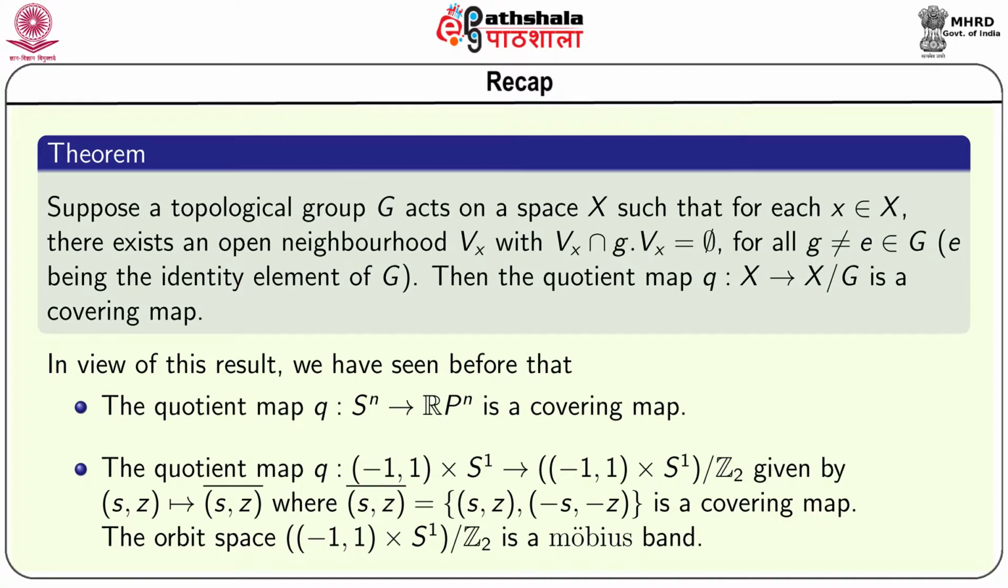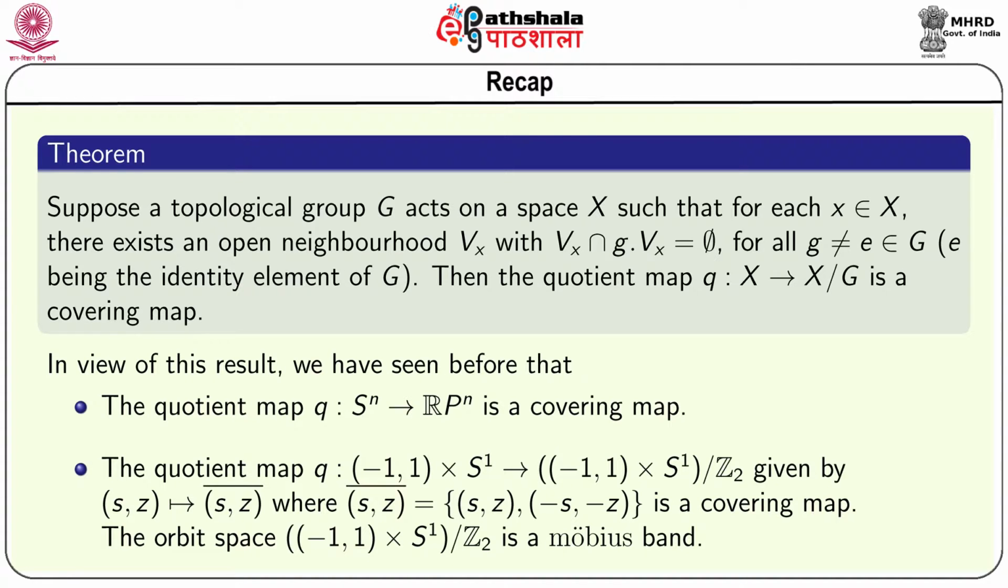Earlier in this chapter, we have proved a theorem that a topological group G acts on a space X such that for every x belonging to capital X, there exists an open neighborhood V x with the property V x intersection g dot V x equal to empty for every g belonging to capital G with g not equal to the identity element of G. Then the quotient map Q from X to X by G is a covering map.